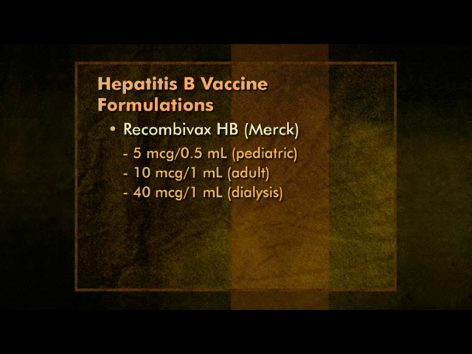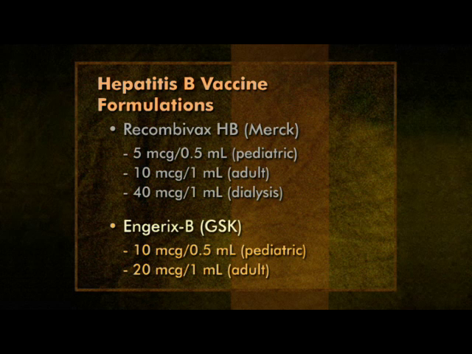Recombivax HB from Merck is available in 3 formulations: a pediatric formulation that contains 5 micrograms per half milliliter dose, an adult formulation with 10 micrograms per milliliter, and a dialysis formulation with 40 micrograms per milliliter. Engerix-B from GlaxoSmithKline is available in 2 formulations: a pediatric formulation with 10 micrograms per half milliliter dose, and an adult formulation that contains 20 micrograms per milliliter. Both formulations are available without thimerosal as a preservative.